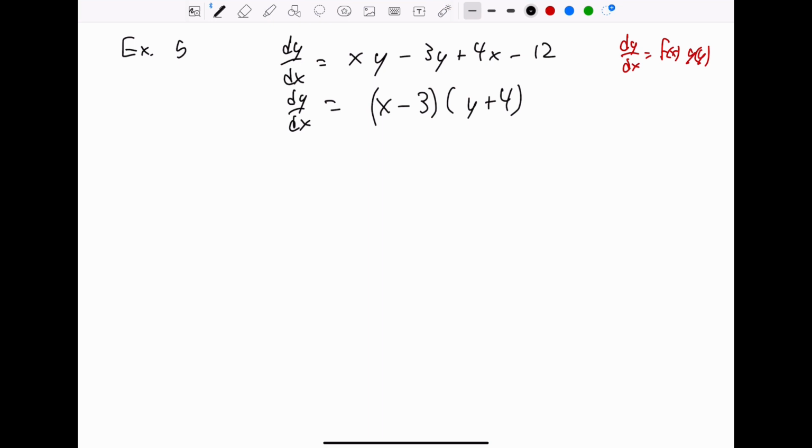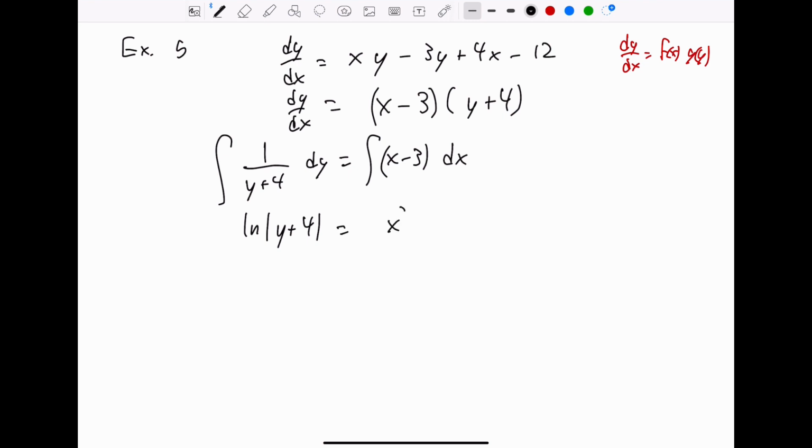So separating the variables to both sides, we have 1 over y plus 4 dy equals x minus 3 dx. Now we take antiderivatives here, take the integral of both sides. Natural log of the absolute value of y plus 4 equals x squared divided by 2 minus 3x plus c. We want to solve for y, and this is really going to be similar to the previous example and to example 1b, where we have e to the power of both sides, and then we get this arbitrary constant that's just positive, and then we deal with the absolute value bars. So I'm going to just do this all in one step, and for the details of that, take a look at example 1b that we worked through.